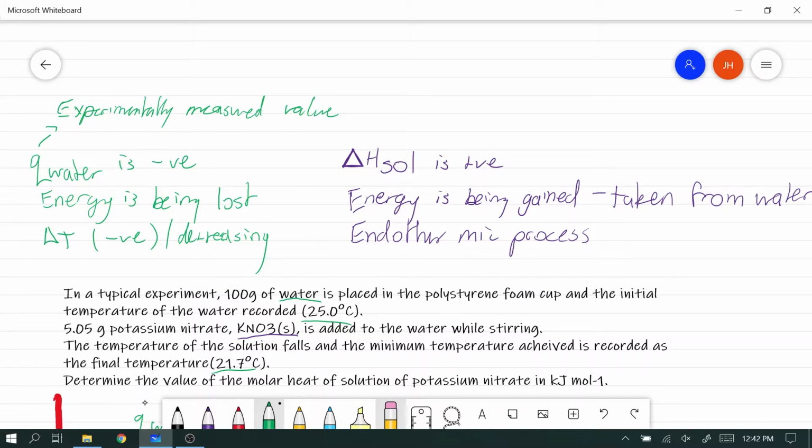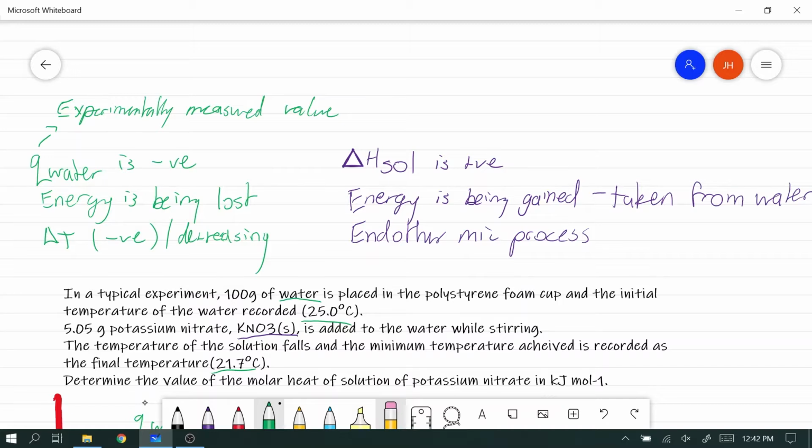Now, in this case, Q of water is going to be negative, and we know that because there is energy being lost in this process, and that's evident because delta T is negative as well. And what that means is that the temperature of the water is decreasing, which means it is losing energy.